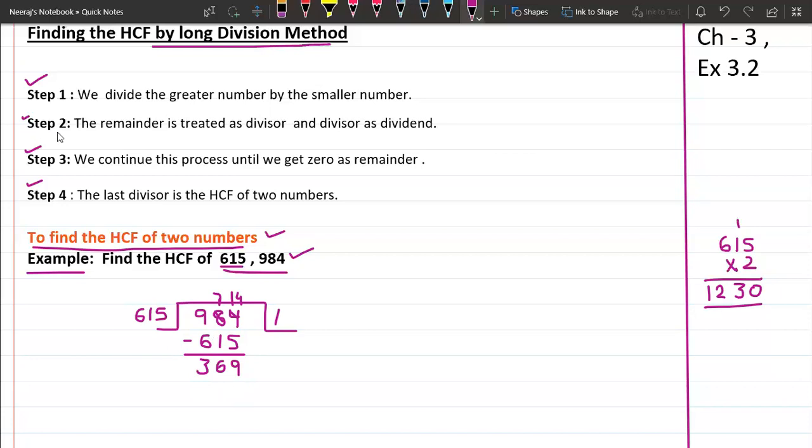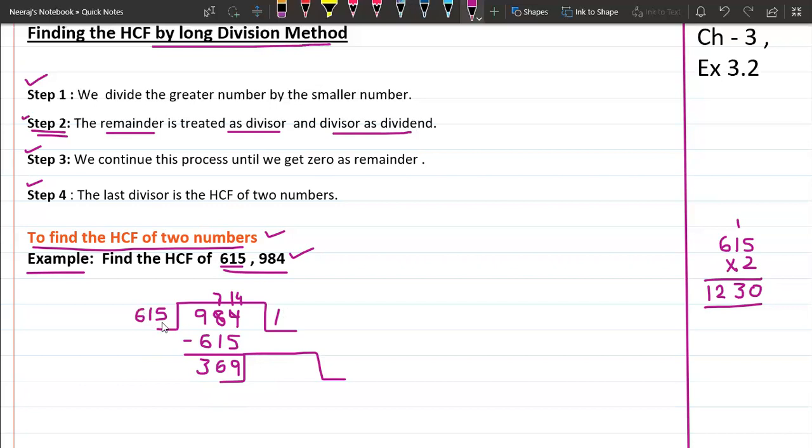So come to the second step. The second step is saying that when you get the remainder, it is treated as the divisor, and the divisor as the dividend. What does it mean? It means that whatever remainder you have got, we will treat as the divisor. The divisor is a smaller number than the dividend, so we need to make one more bracket over here so that we can make the remainder the divisor. Now they are saying the divisor as the dividend.